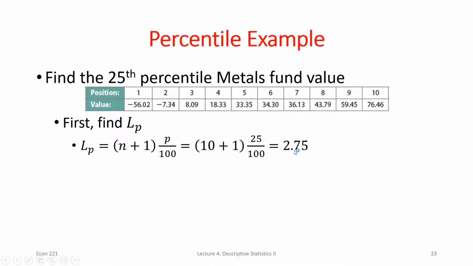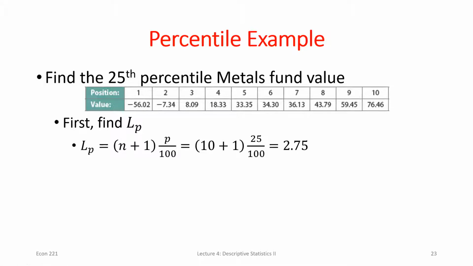The way I figure out these weights is, once I've entered my percentile and my number of observations into this formula, whatever it tells me, the weights are going to be my decimal. So 2.75, 0.75, and then 0.25 would be my weights. If this was 2.3, my weights would be 0.3 and 0.7. If it was 2.9, 0.9 and 0.1. So I look at that decimal to determine the first weight, and the second weight is whatever would add up to 1.